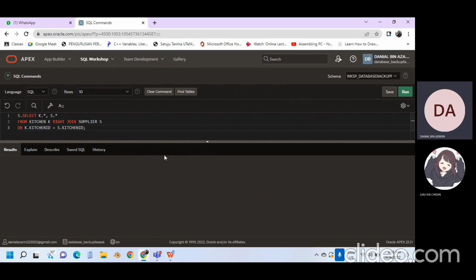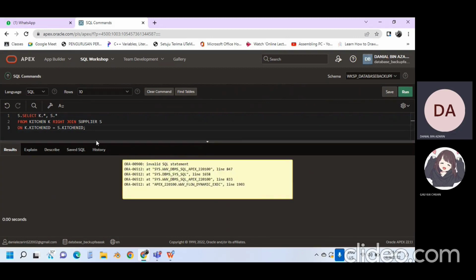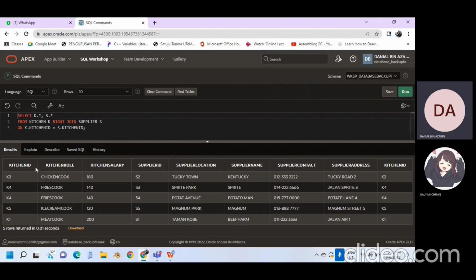Right join, you should get this output, which is, oh wait, sorry, there. Yeah, we should get this result. So kitchen ID, kitchen row, kitchen salary, supply ID, supply location, supply name, supply contact, supply address, and kitchen ID.